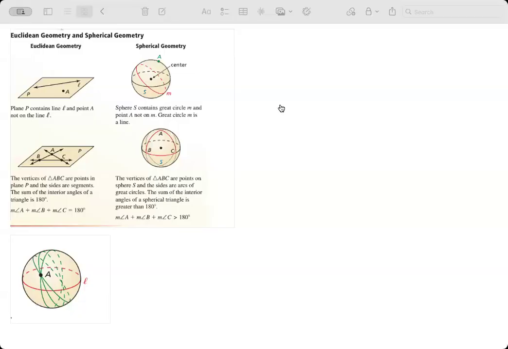But you can have so many great circles passing through the point A that do not intersect the red great circle. As a result, the parallel postulate is not true in spherical geometry. Any questions?